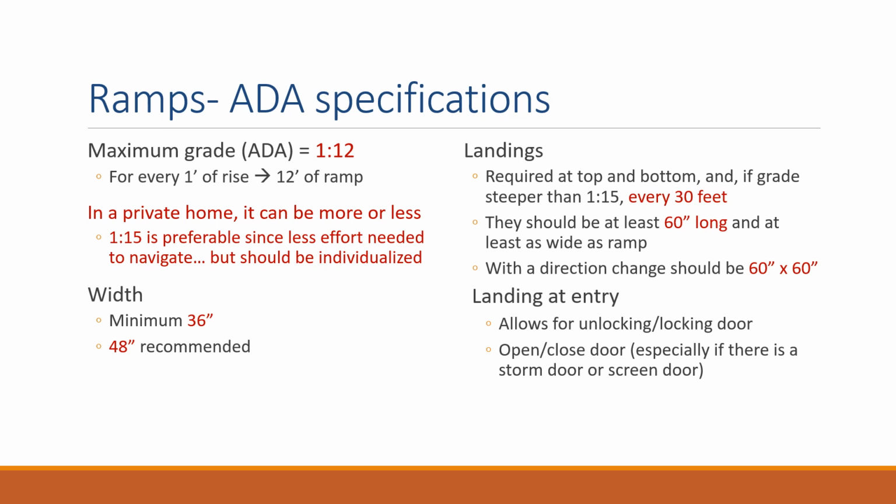Continuing on with ramps and ADA requirements, as I mentioned before, the maximum grade for ramps is a 1 to 12 rise over run ratio. In a person's home, it can be individualized to their preference, whether it's more or less. Generally speaking, most people like to have a lower grade, like around a 1 to 15 ratio, since it allows them to propel and navigate the ramp with less effort.